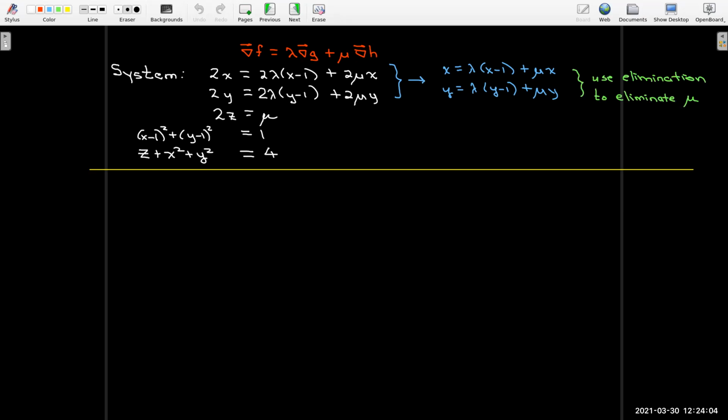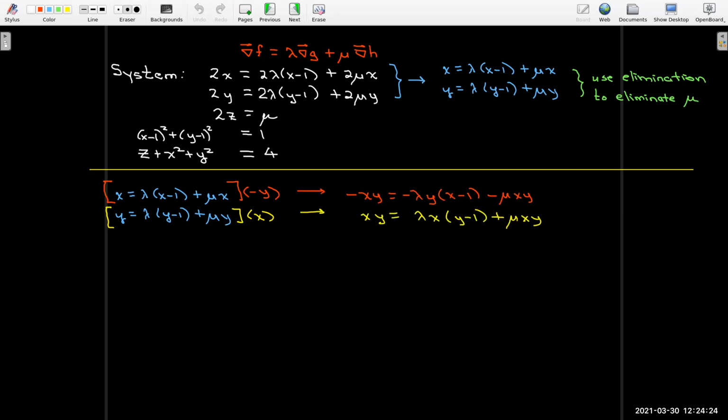So I'm going to use the elimination method since I have two variables here that I want to try to solve for. So I'm going to eliminate mu and solve for lambda. To eliminate mu, I can multiply the top equation by negative y, multiply the bottom equation by x, and so that gives me mu times x, negative mu times xy in the top, and positive mu times xy in the bottom. So when I add those together, there's no more mu.